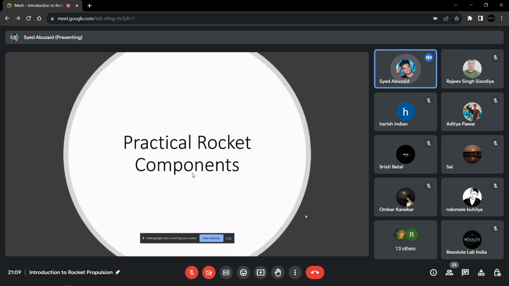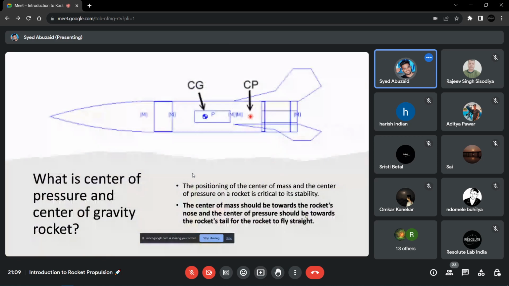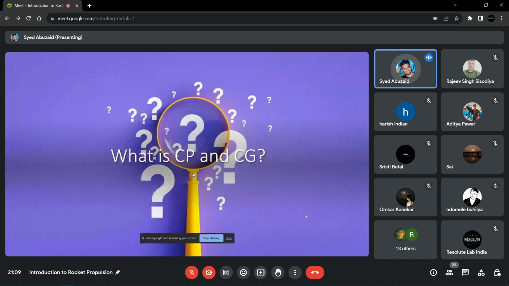Now I'm coming to the practical rocket components we are using. I have a question for you guys: what is center of pressure and what is center of gravity? If you know, please tell me.